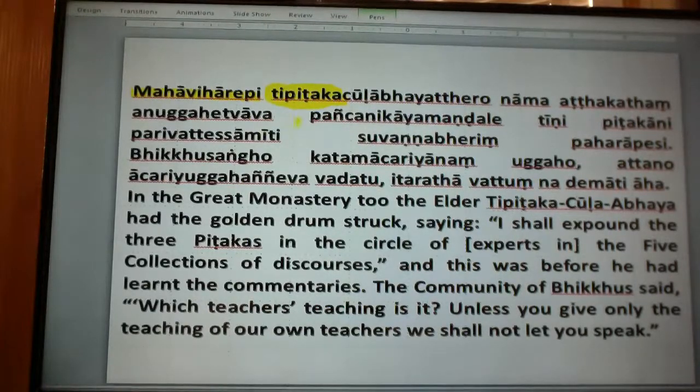So okay, here the Tipitaka monk, his name is Chulabhaya. Chulabhaya means Chula Abhaya. Chula means small. So Maha and Chula are opposites. Maha is great or big, Chula is small. Chula Abhaya: Bhaya means danger, Abhaya means no danger.